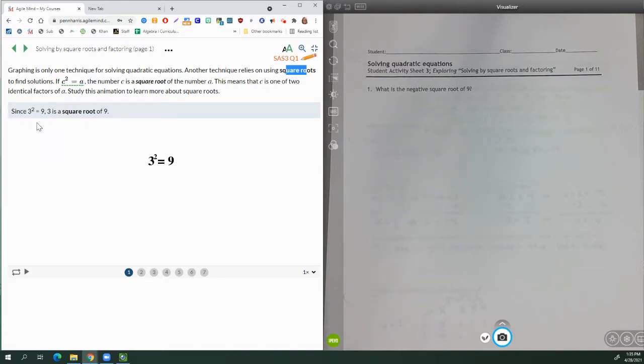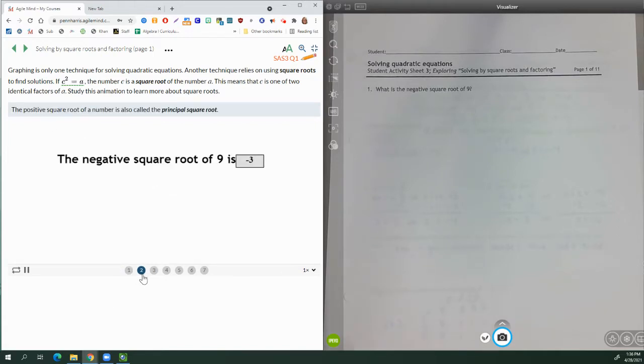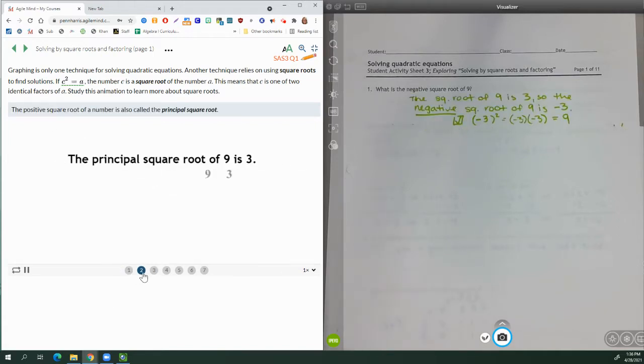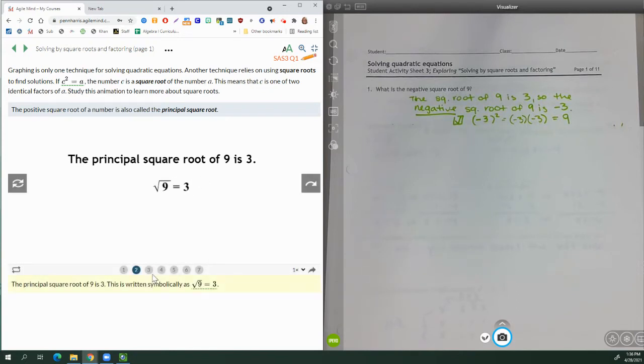But let's talk about what it means to actually take the square root of a number, okay? In this example, we have the number 3 and the number 9. 3 is a square root of 9. That means we can take two identical factors, 3 and 3, and put them together to get the number 9. An example with the number 16, it's made up of 4 and 4. The principal square root of 9 is 3. That's the one that everyone immediately thinks of.